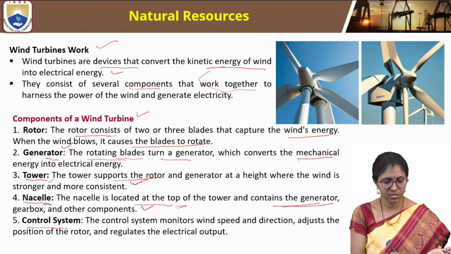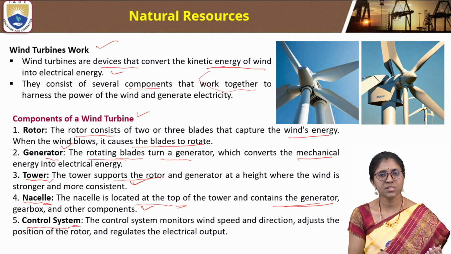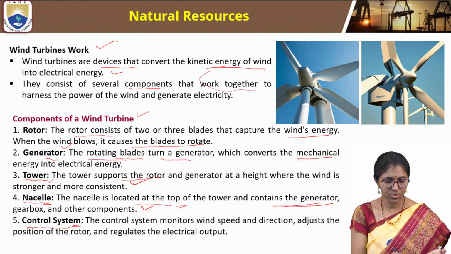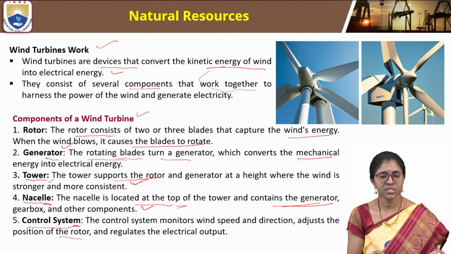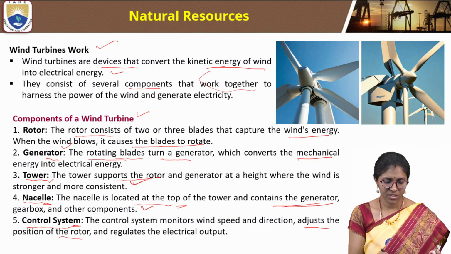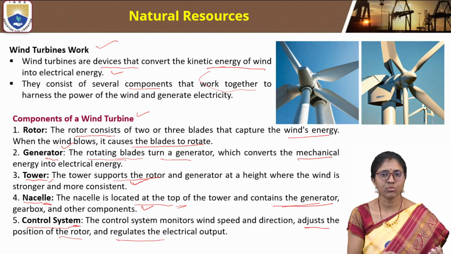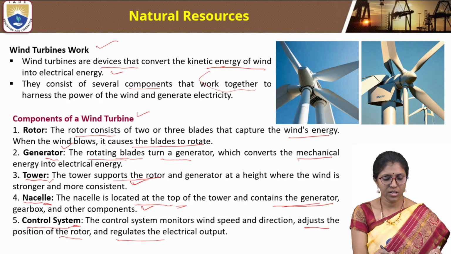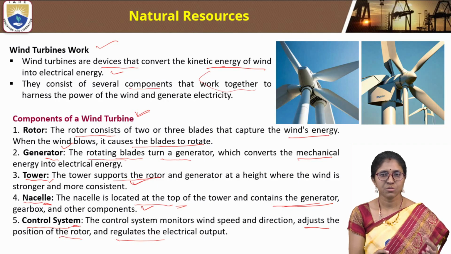The control system monitors the wind speed and direction. It adjusts the position of the rotor and regulates the electrical output. So these 5 are the components of a wind turbine, and they work together to harness the power of wind energy.